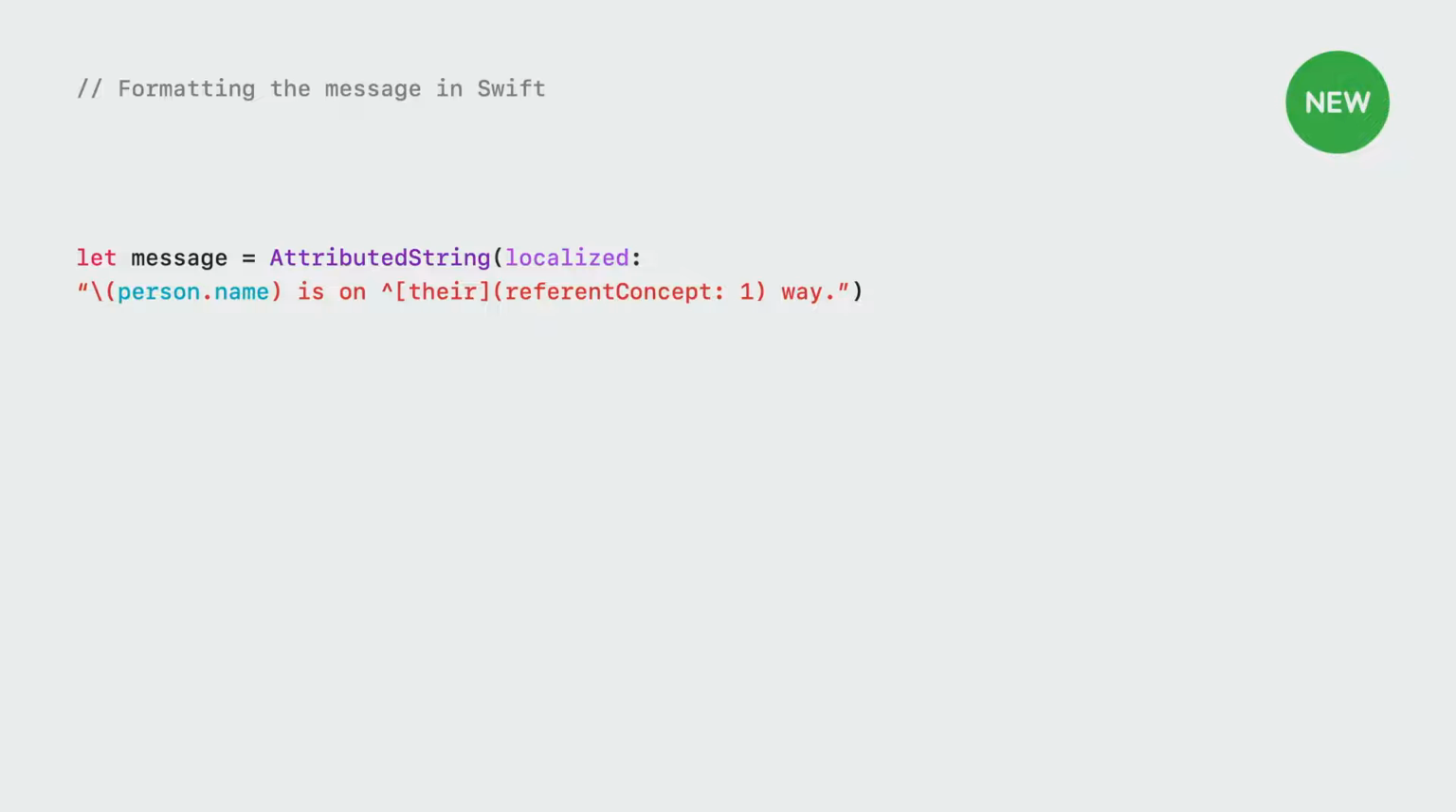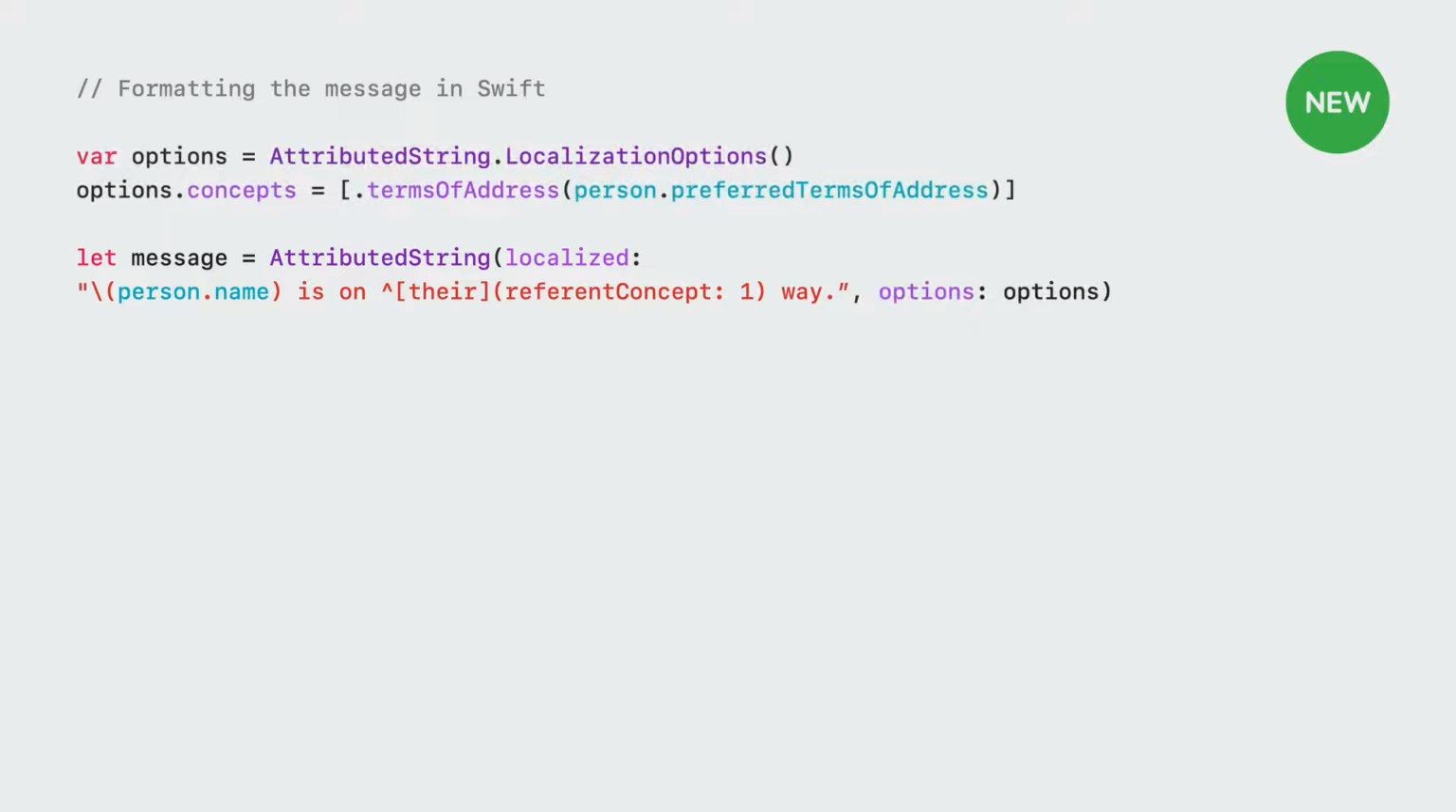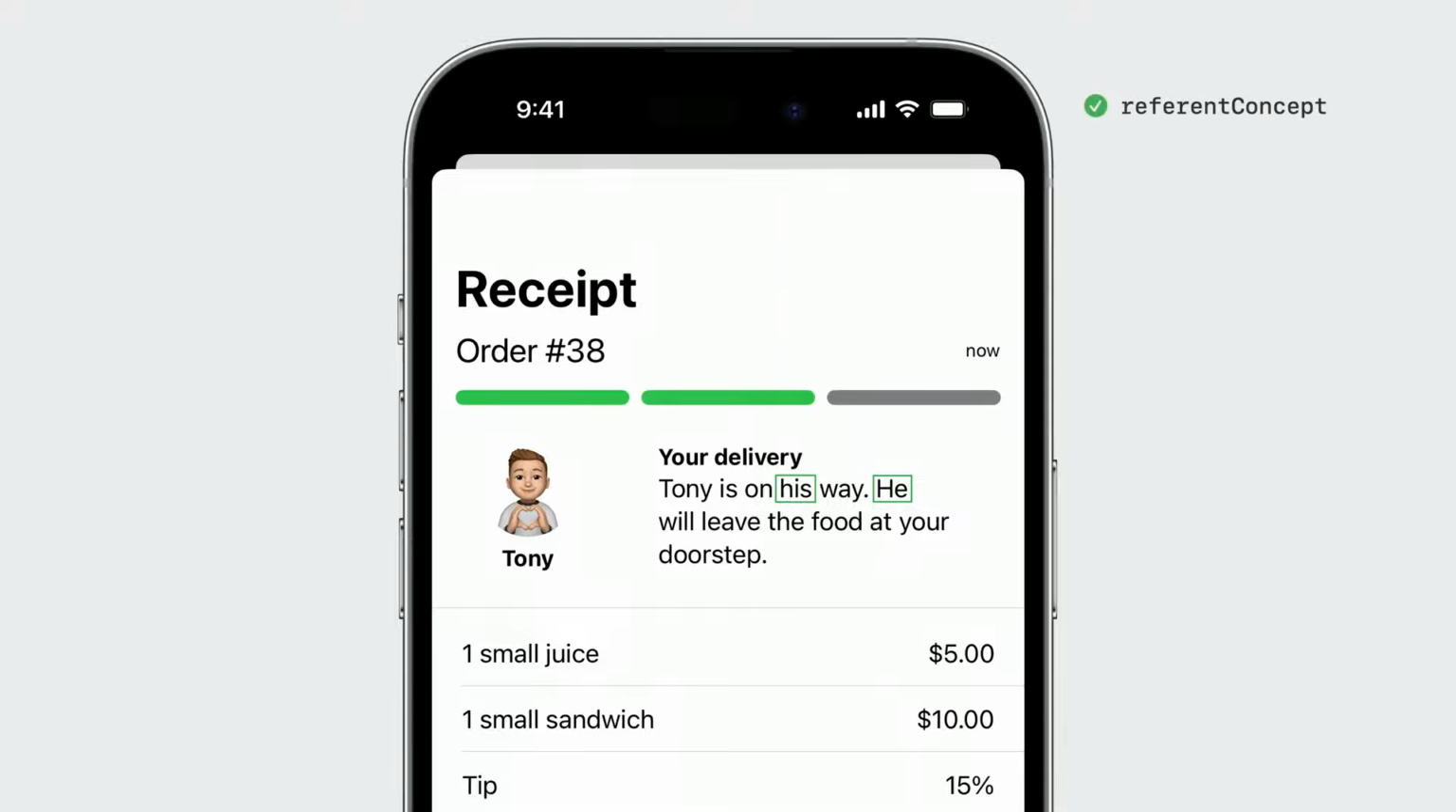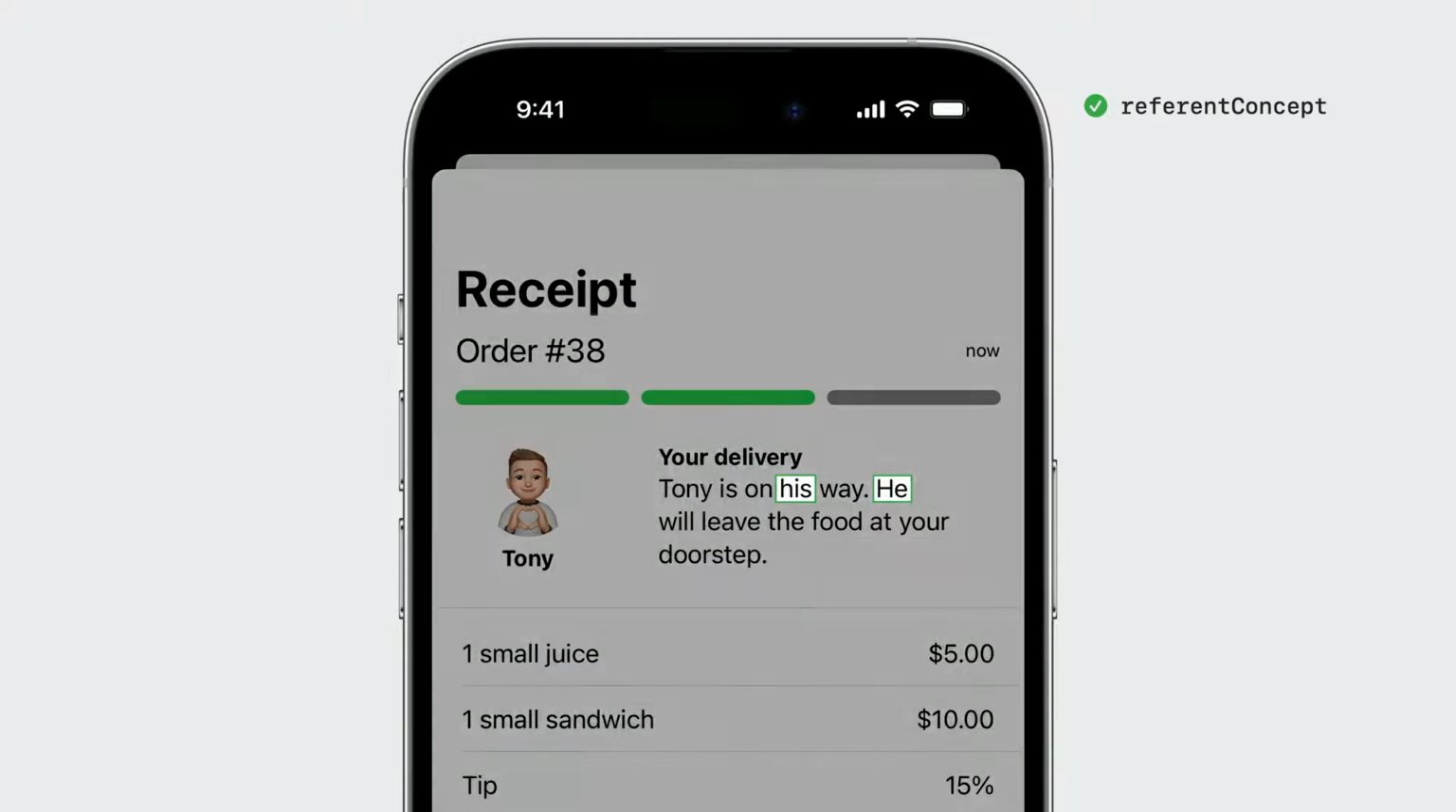A value of 1 indicates that the referent of the pronoun should be the first concept in the localization options. You can apply referent concept to any third-person personal pronoun, and the engine will figure out what to replace it with. Now let's pass a terms of address inflection concept when inflecting the string. We assign this to the concepts property of localization options, just like we did earlier for grammatical agreement. Let's see how this changes our UI in English. Notice how there and they have been replaced by his and he.